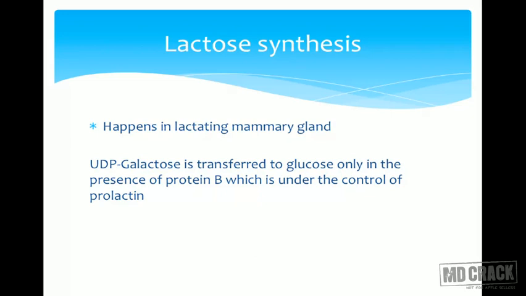Now, whenever there is lactation, under the influence of prolactin, one more protein is produced in the lactating mammary gland. This is called protein B. Only when protein B is present, it will combine with protein A, and then the specificity of the enzyme changes. It can now transfer UDP galactose to glucose and form lactose. So the importance is that protein B is under the control of prolactin, and this happens in all the mammals, especially during the lactating period and in the mammary gland. So it is only in the mammary gland that this reaction can take place. It is only in the mammary gland that protein B is present. So UDP galactose is transferred to glucose only in the presence of protein B, which is under the control of prolactin.